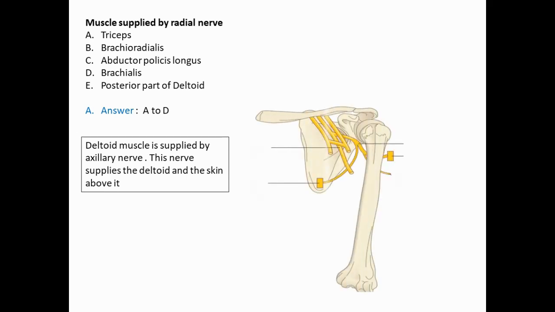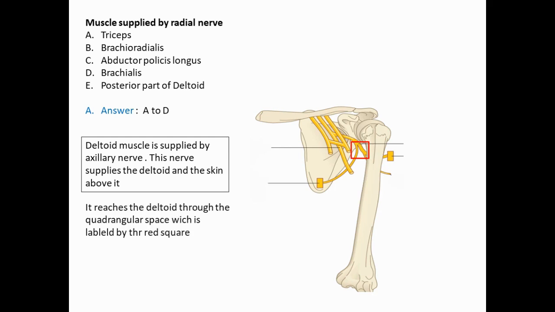When you look at this diagram, you see the axillary nerve. It reaches the deltoid through the quadrangular space, which is represented in this red square. So the nerve reaches the deltoid muscle and supplies it, and the skin above it. So this is the axillary nerve in the quadrangular space, and this is the deltoid muscle. So the answer is A to D. Next question.